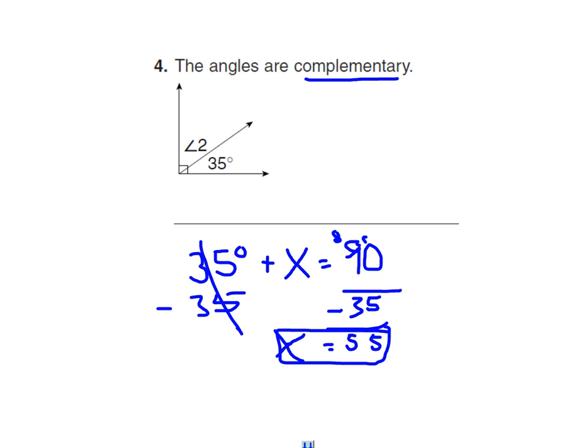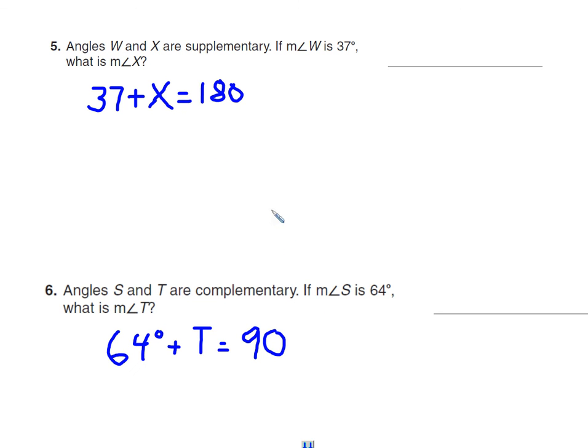Let's move on. Number 5 on our homework, they're just using words, so you don't get any visual. Angles W and X are supplementary. That means they add up to 180. If angle W is 37, what's angle X? Well, 37 plus X is going to give me 180. So I can subtract 37 from each side, minus 37, and I'm going to get 143. I could plug it back in. 143 plus 37 is 180.